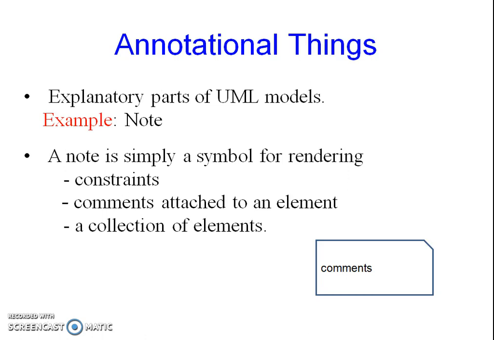The last thing is the annotational thing. An annotational thing is the explanatory part of the UML model. For example, note. A note is simply a symbol for rendering constraints and comments attached to an element or a collection of elements. So I can use a note in any UML model to explain any element. So this is the last portion of the structural things.